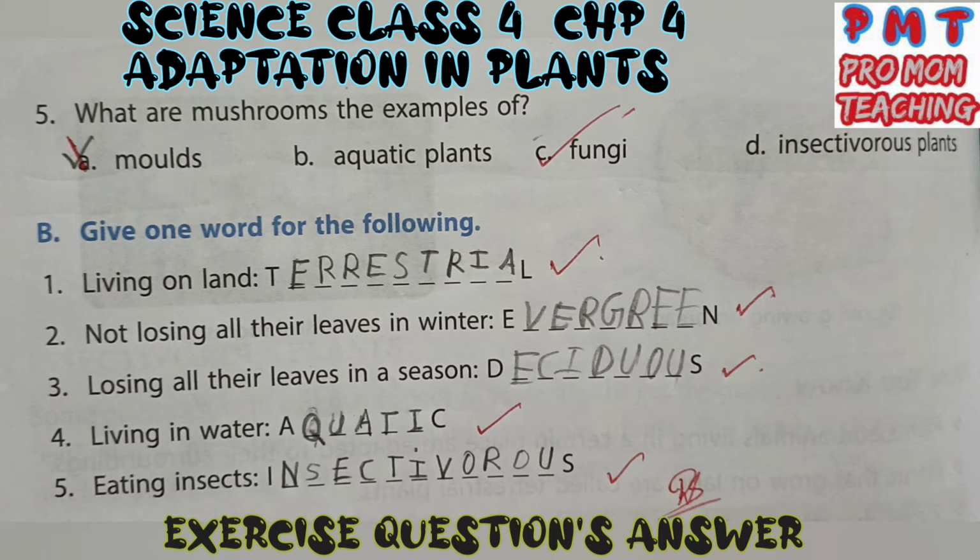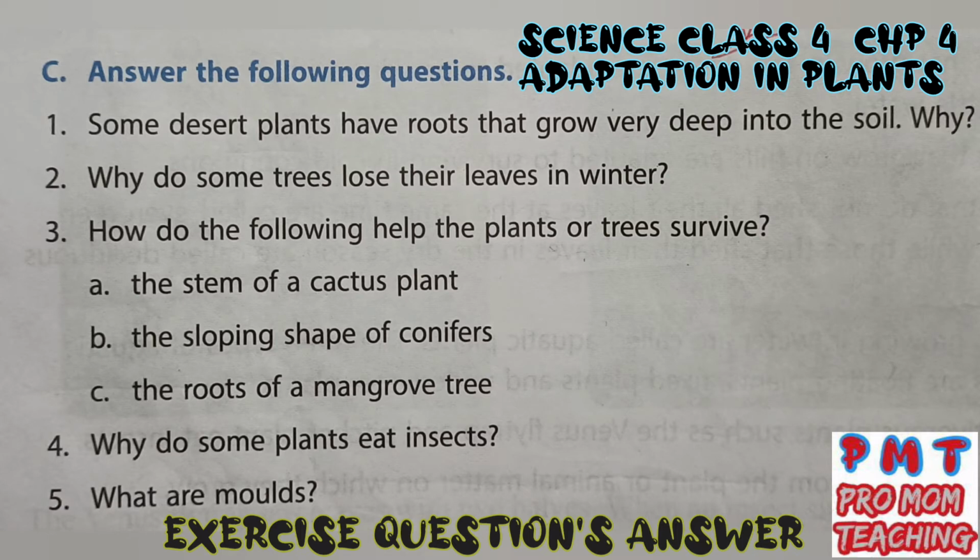B. Give one word for the following. First, living on land: terrestrial. Second, not losing all their leaves in winter: evergreen. Third, losing all their leaves in a season: deciduous. Fourth, living in water: aquatic. Fifth, eating insects: insectivores.